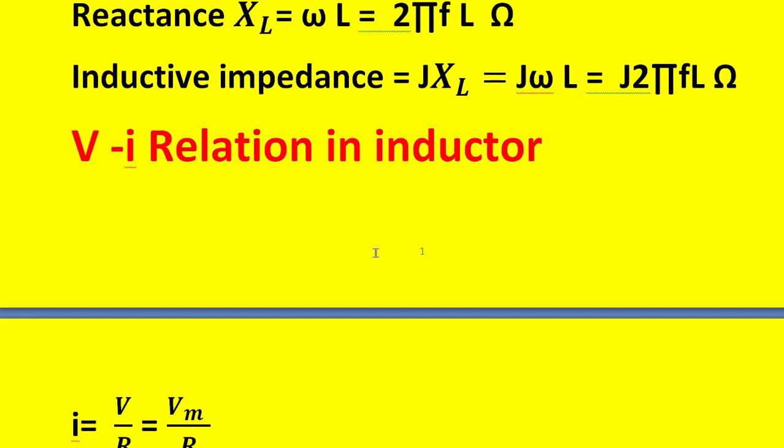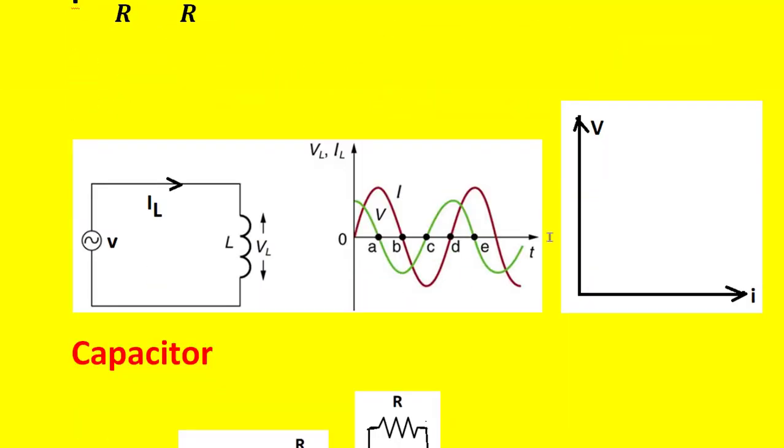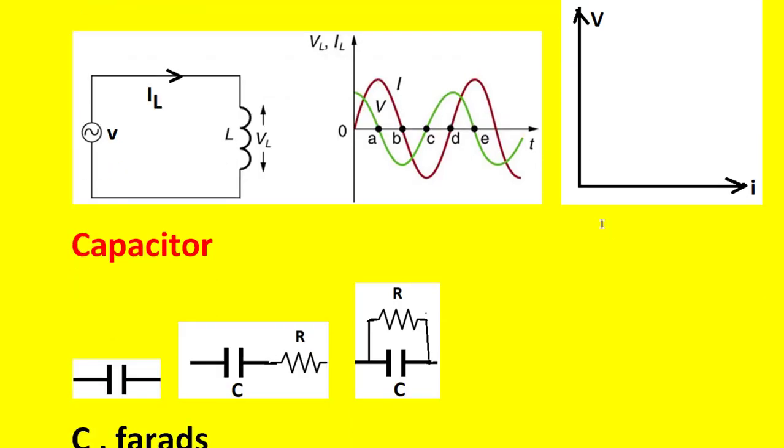Similarly, for a pure inductor, the VI relation is voltage leads the current by 90 degrees. And if you see the phasor diagram, we find like this. So this is the voltage vector leading the current vector by 90 degrees.